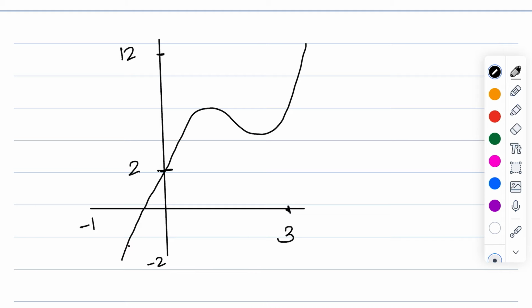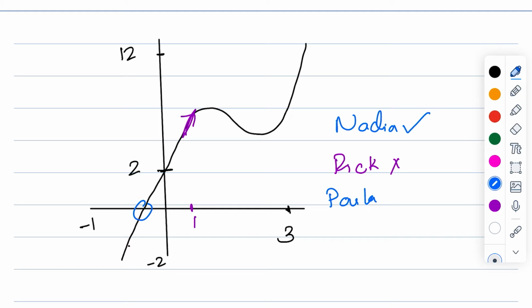So, first of all, Nadia. Nadia said that the x-intercept is between negative 1 and 0. Yes, it's correct. So Nadia is correct. Now, what about Rick? Rick said the curve is decreasing where x is less than 1. Over here, if at all I have 1, it is an increasing function. It is going up. So Rick is wrong. What about Paula? The gradient of the curve is less than 0 between x equals to 1 to 2. Yes, from 1 to 2, it is coming down. So Paula is correct.